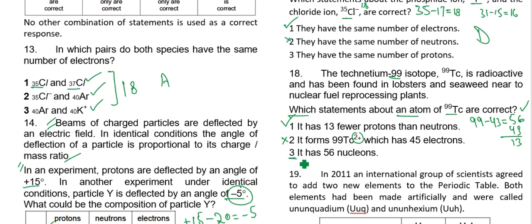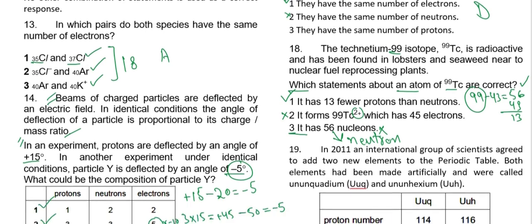When suggestion 2 is not correct, then only 1 is correct. If we go for suggestion 3, it says it has 56 nucleons, which is wrong. Why? The nucleon number is 99, not 56. The 56 are neutrons, not nucleons. So there is a difference between nucleons and neutrons.